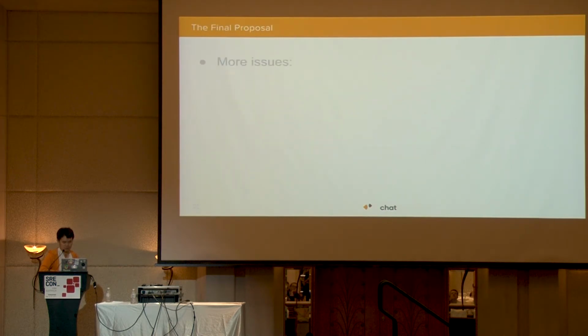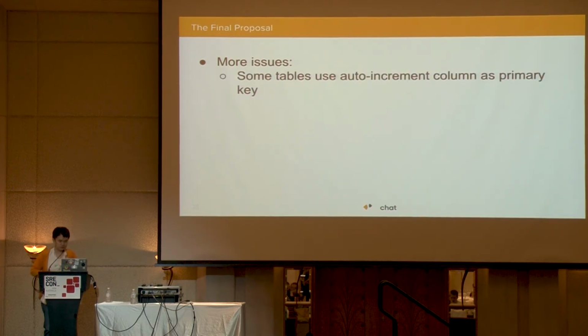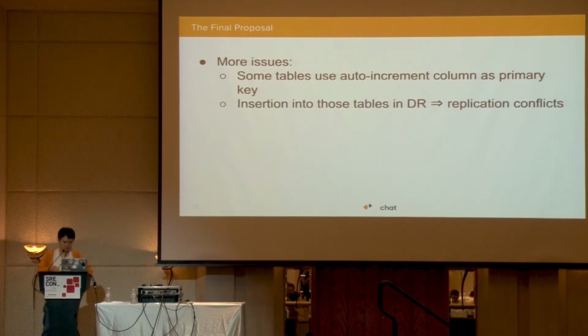The moment we tried to run the test, we encountered multiple issues. One of the tricky issues is that some of the tables use auto increment columns for primary keys. For those, if your test creates a new record in the DR environment, and the production environment keeps on creating new records, then you have conflicting IDs belonging to different rows with different contents, and when they try to replicate and converge, there will be a conflict and you can't proceed. So insertion into those tables in the DR environment will cause replication conflicts, and that's the big no-no.